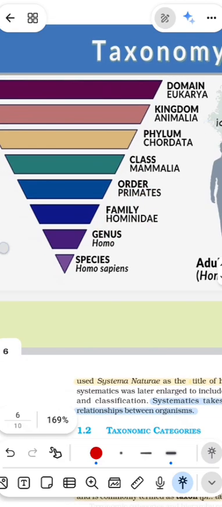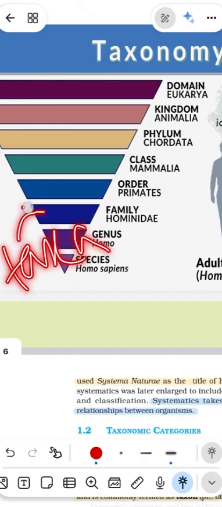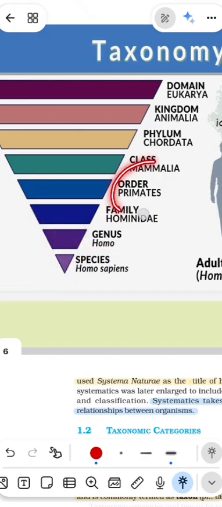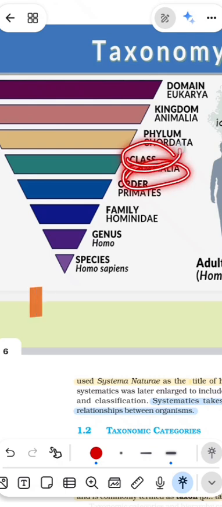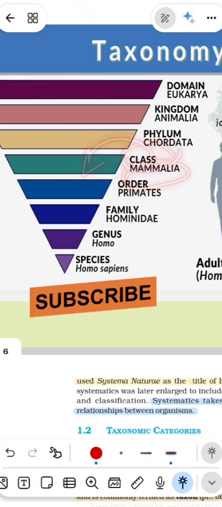So this is another taxa. This is another taxa. Then we move forward to primates, that is order, another taxa. Then we move forward to Mammalia. This is a class. So this is another taxa.